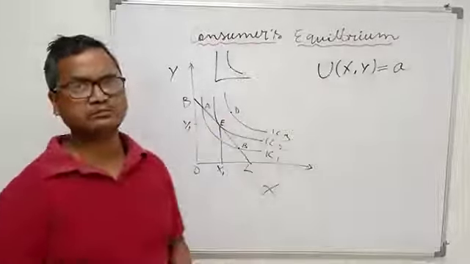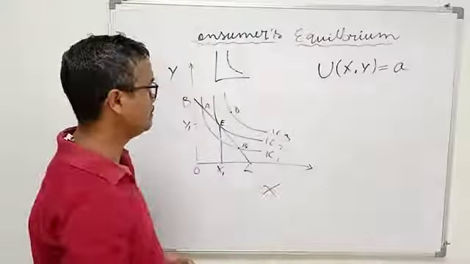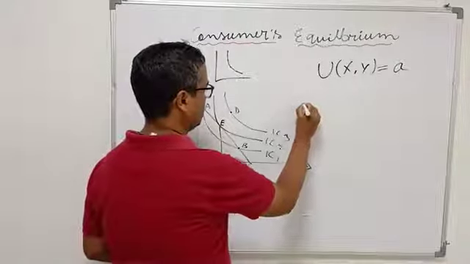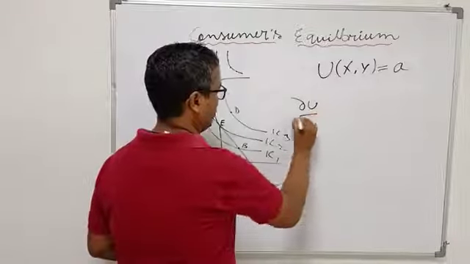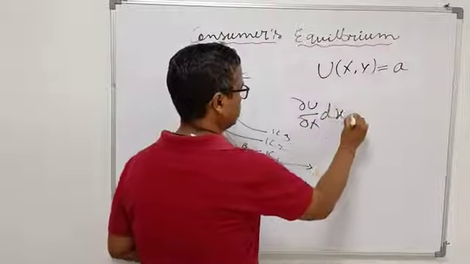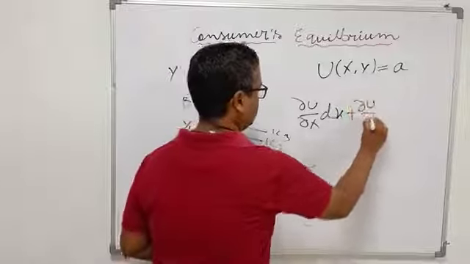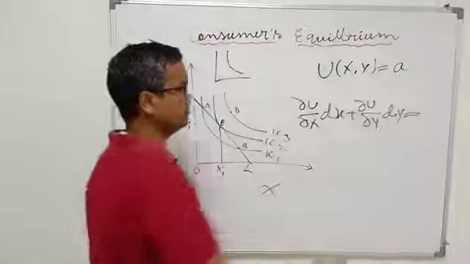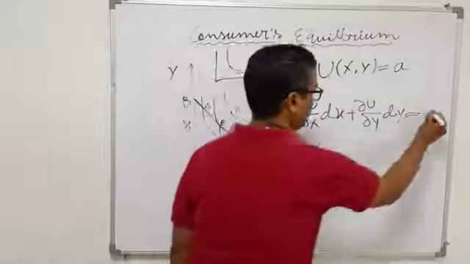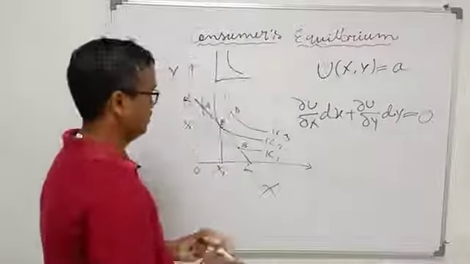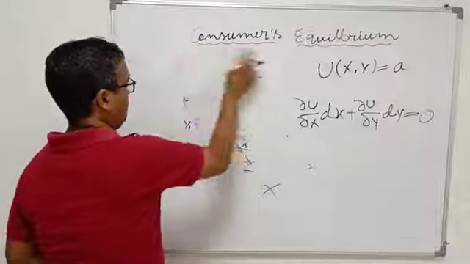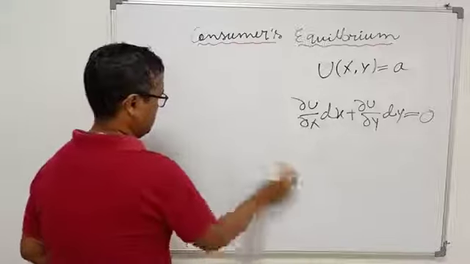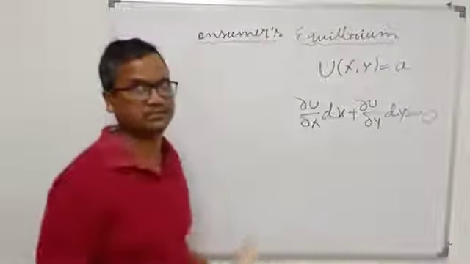Now, using the concept of total differentiation, probably you are familiar. Total differentiation with respect to X and Y: partial del U by del X dx plus del U by del Y dy. This is called total differentiation. Since U is a constant, it will become 0. I am assuming here you know the basic concept of calculus.